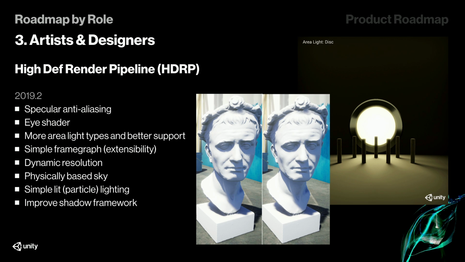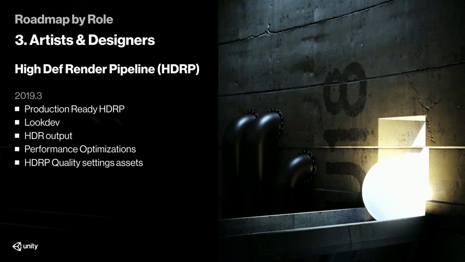We have better shadows. This is an improved shadow framework, with contact shadows, micro shadowing, and self shadowing. So you can see the before and the after. A bit more beauty. Then in 2019.3, HDRP will be production ready and out of preview. That's our sphere area light there.